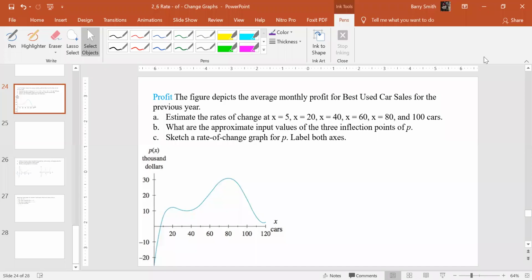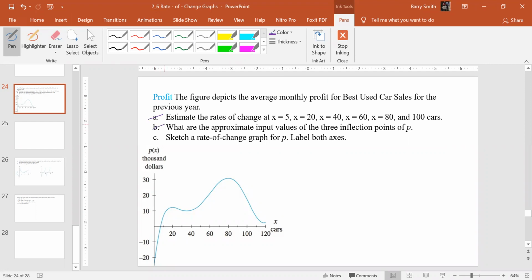All right, so here it says the figure depicts the average monthly profit for best used car sales for the previous year. Now we're supposed to estimate the rates of change at all those places. What are the approximate input values of the three inflection points? And then sketch a rate of change graph. So guess what? We're not going to do all of those.